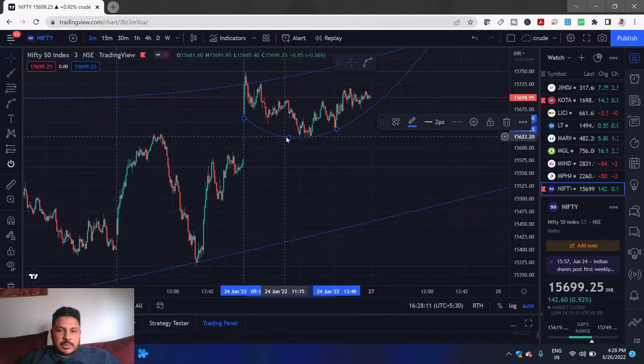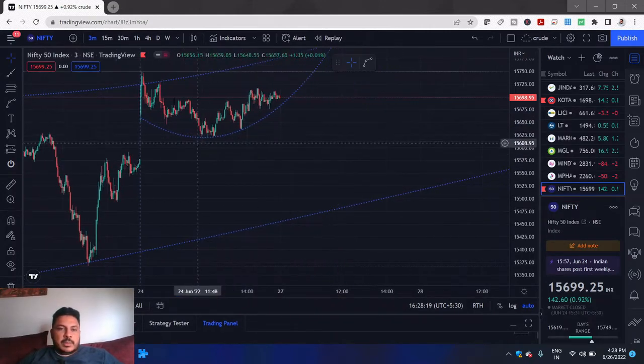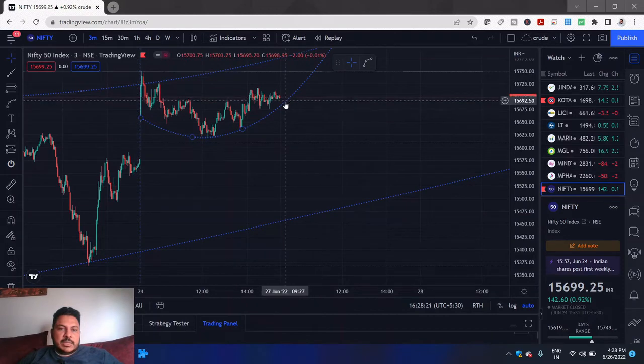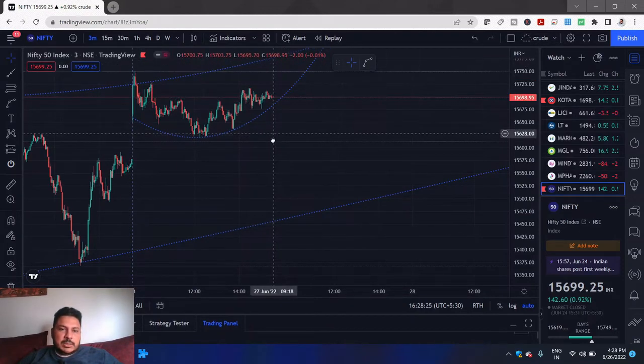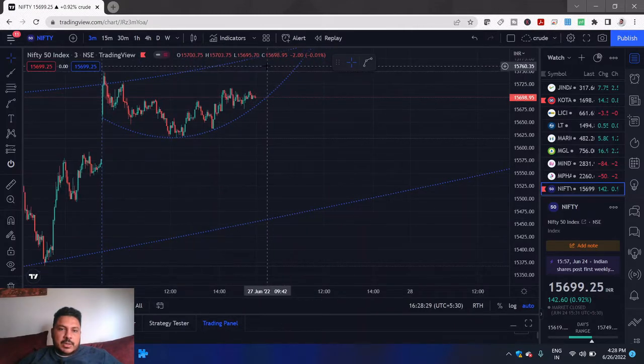Okay, so anyways this line is already touching, so we get a clear indication that now next touch at this level is definitely a support for us and this is a resistance for us. So it is very clear for you that you can definitely short the market if it comes to this level.